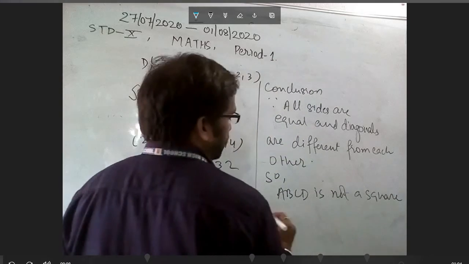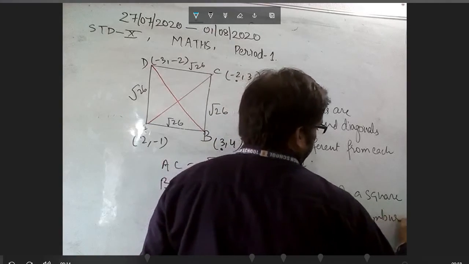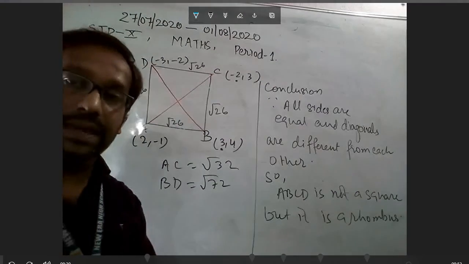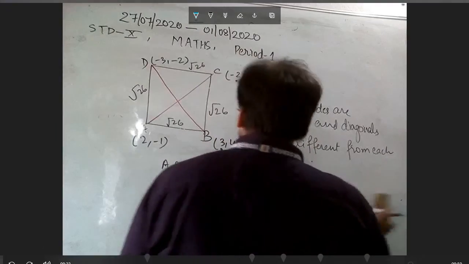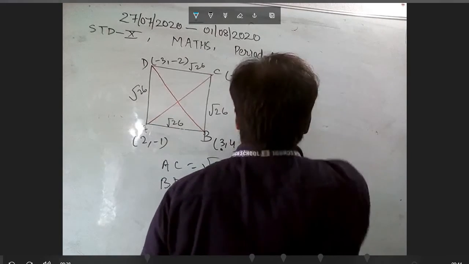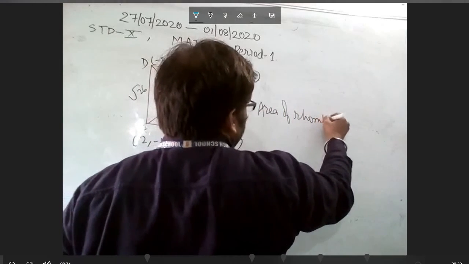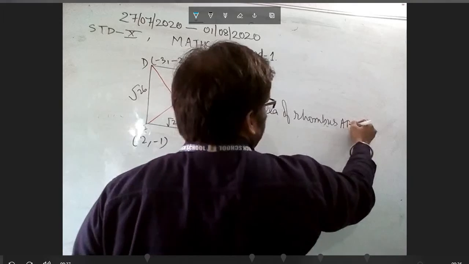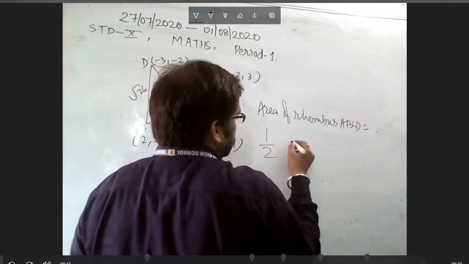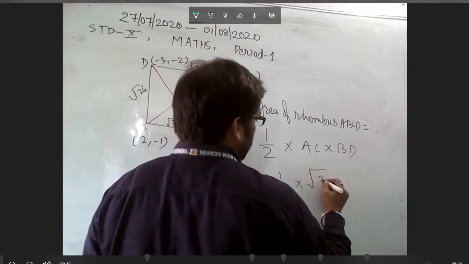So what is the area formula? Just now I have shown you also. What is the area of a rhombus? That is 1 by 2 into diagonal 1 into diagonal 2. So that is what we are going to prove here. BD is given under root 72. AC is given under root 32. So just use that formula, area of a rhombus, following the diagonals. That is 1 by 2 into AC into BD, and AC and BD are given already, under root 32 into under root 72.